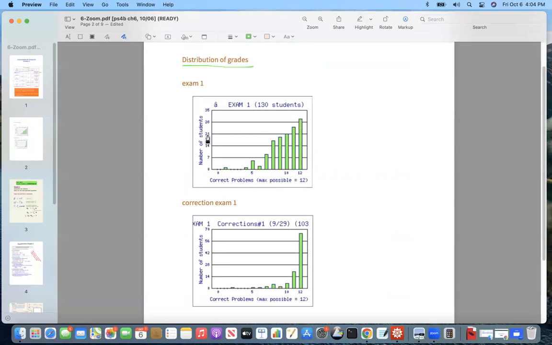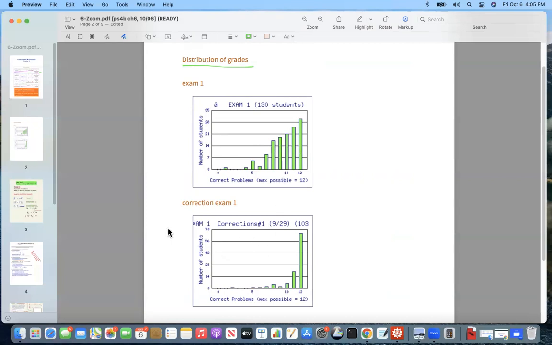Looks like about 27 students got 12 out of 12, and a lot got 11 out of 12 or 10 out of 12, and then the distribution stretches down into lower grades, lower scores. Now, if you did the correction exam, because that's already finished, anybody who did the correction exam may have gotten an extra point, extra credit points from the correction exam.